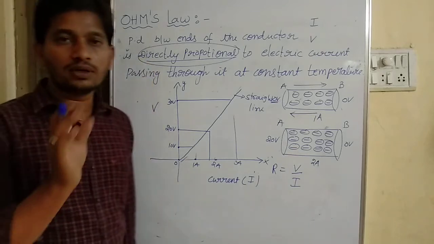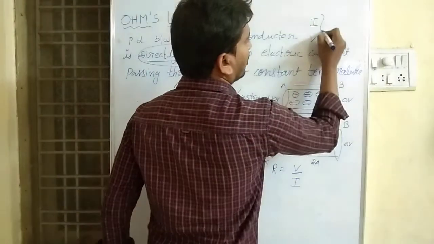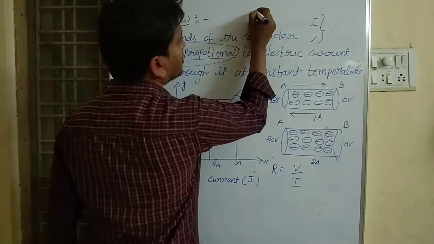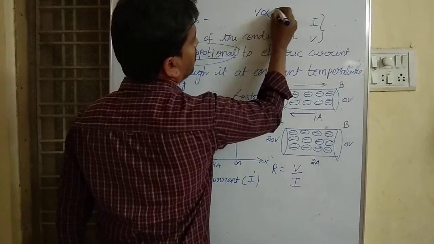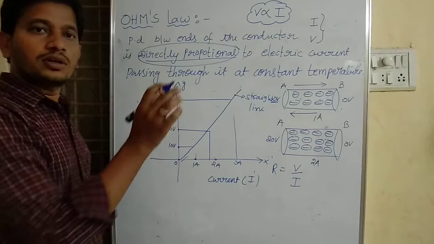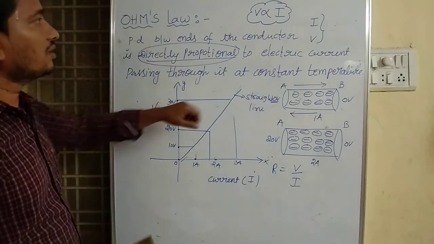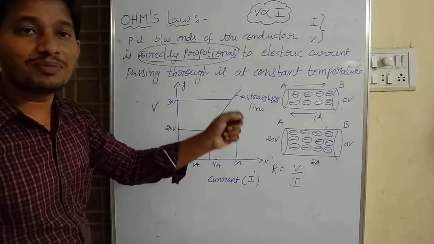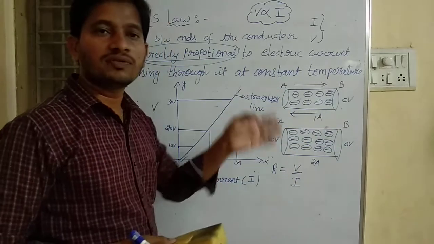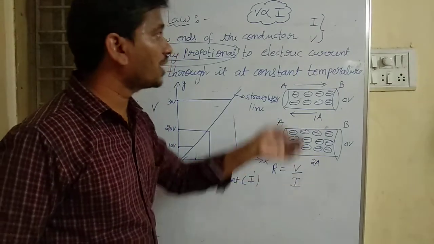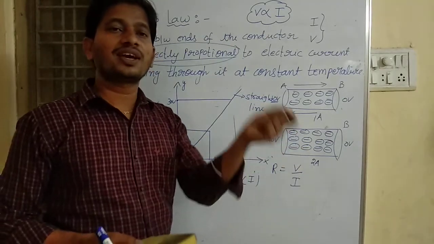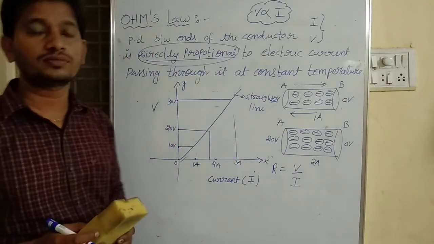So you have to remember, when you are writing the definition of potential difference, that V is directly proportional to I. If you remember this, you can write it easily. Let me explain. What do you mean by V? V is the potential difference between the ends of the conductor, which is directly proportional to the electric current. As potential difference increases, electric current also increases.